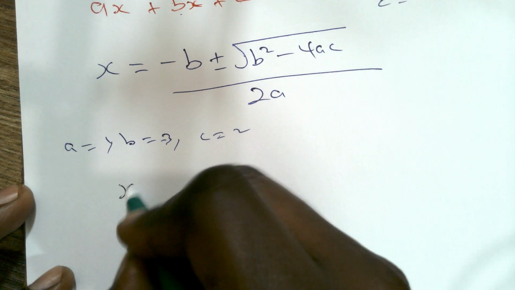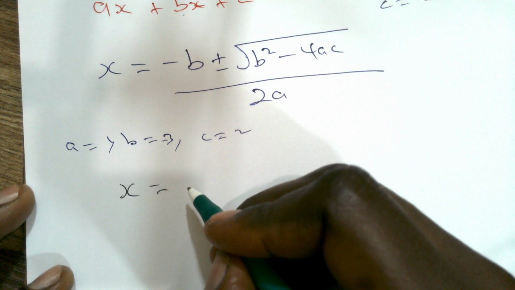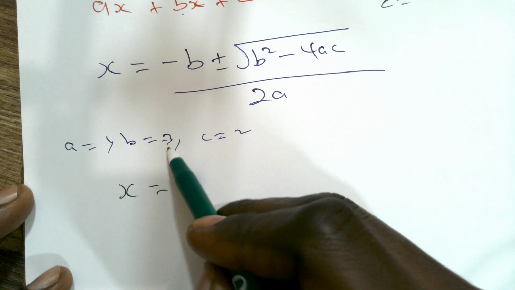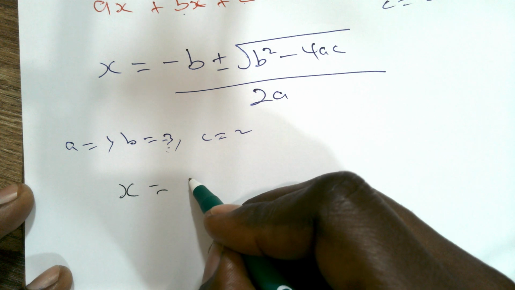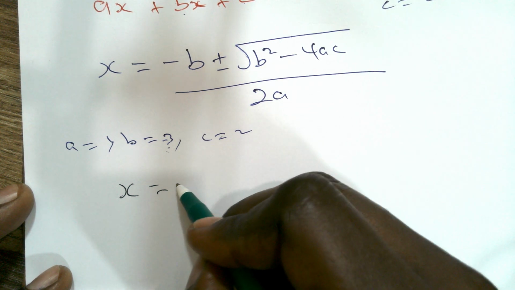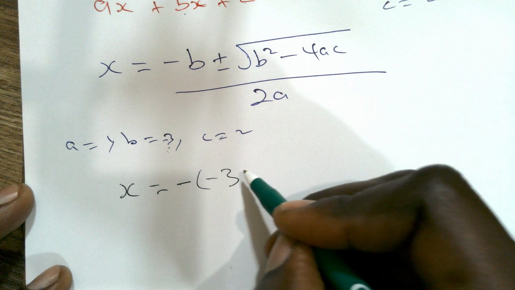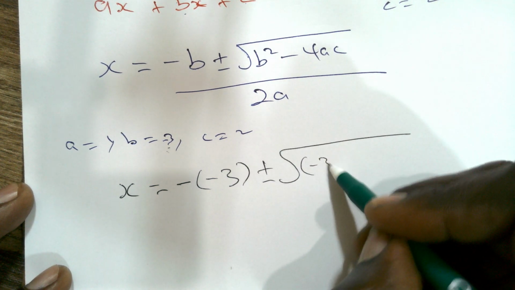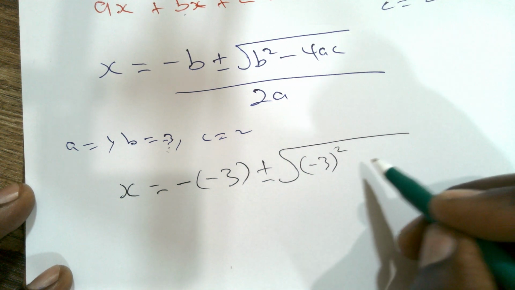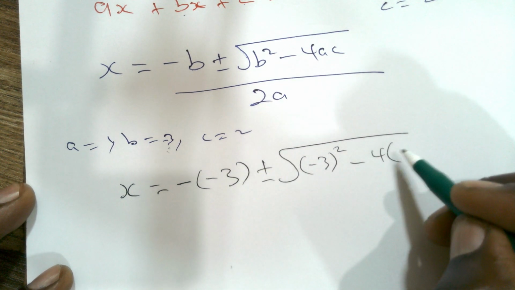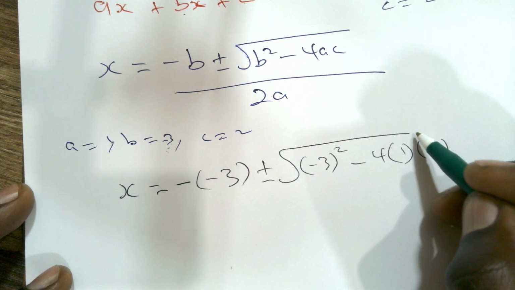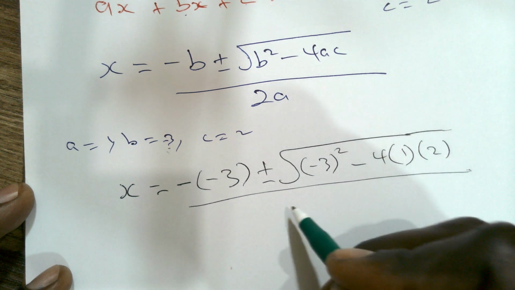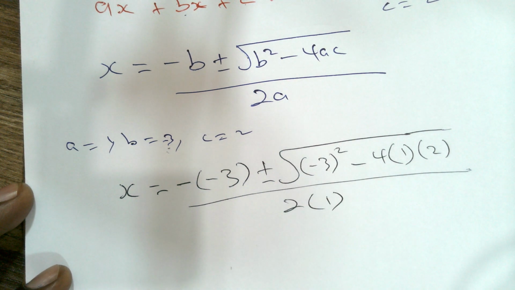x is equal to minus b. So b is equal to minus 3, so minus b is equal to 3. Let's just leave everything in: minus minus 3, plus or minus the square root of minus 3 squared minus 4, where a is equal to 1 and c is equal to 2, all over 2 times 1.